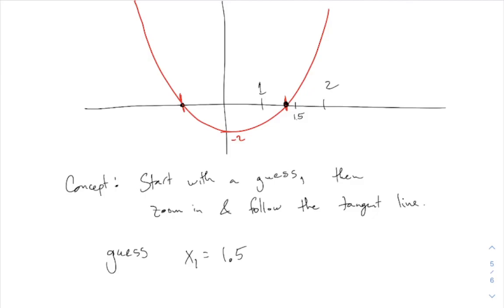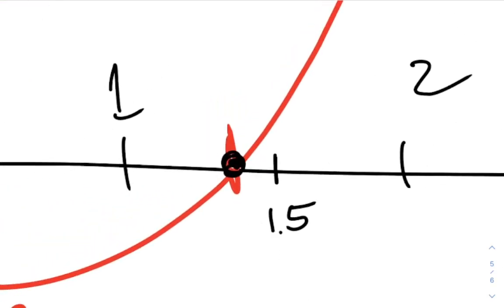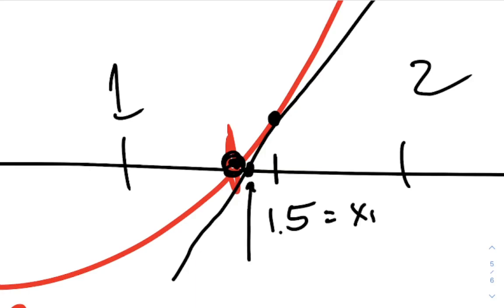I said start with a guess, then zoom in and follow the tangent line. You ready for this? I'm going to zoom in. Whoa, look at that. When I zoom in, I can now look where 1.5 goes to this point. Draw the tangent line at that point using your knowledge of derivatives. That's the tangent line at that point. And then follow the tangent line means go down to here and choose this point. So this was x1, my initial guess. That's x2, my improved guess.